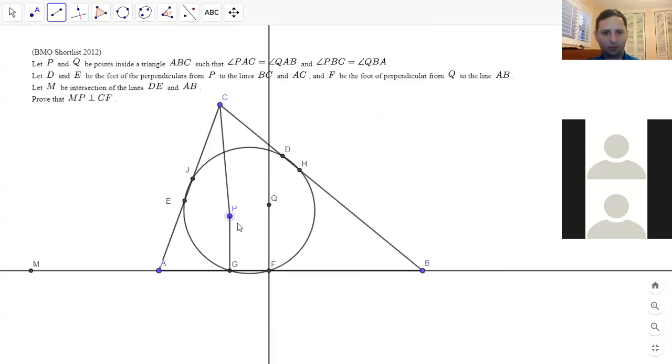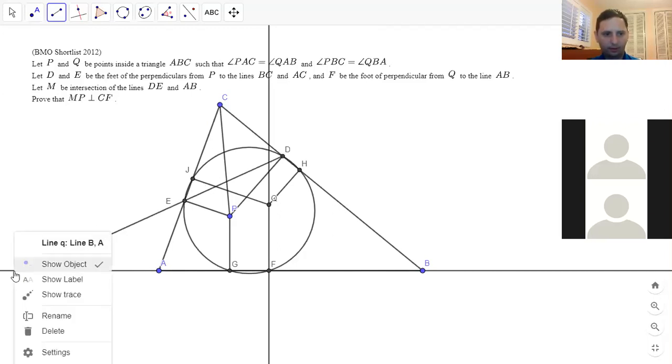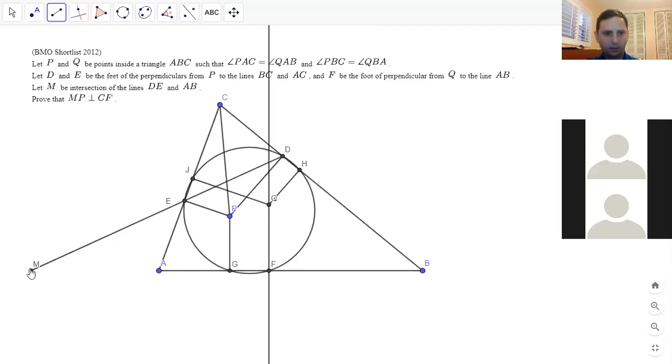Maybe I'll hide this for now. Let me draw this, hide this. All right, so I think that should do it. And we want to show MP is perpendicular to CF. So really all this means is that, oh, are these collinear?